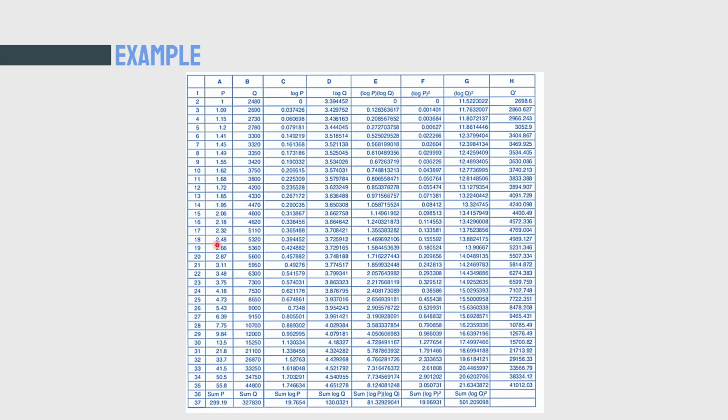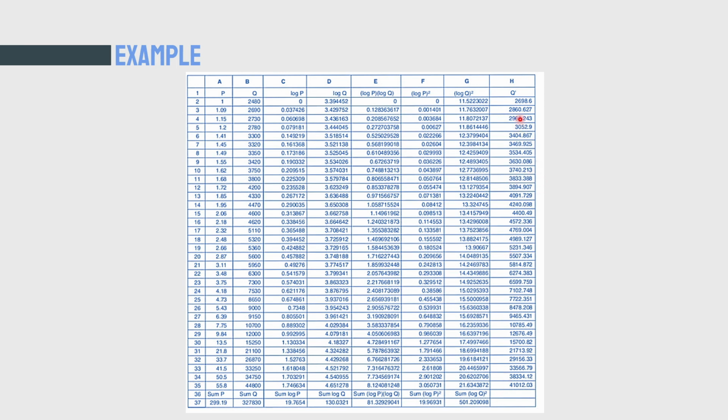Now, of course, you plug in P and Q, then you can easily relate those with equations to find all those values, as we're going to do it together. Then you find the sum of P, sum of Q, sum of log P, sum of log Q, sum of log P times log Q, sum of log P squared, and sum of log Q squared.